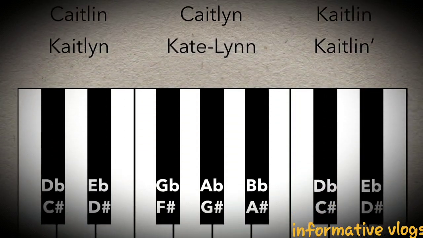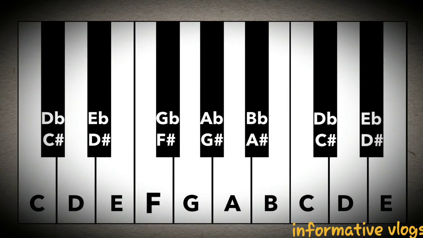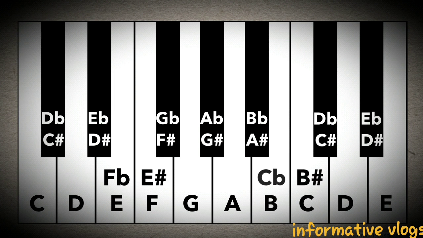Some of the white notes have 2 names too. For instance, this note is F, but it's also possible to call it E sharp because it's up a semitone from E. And this note is E, but it's sometimes called F flat because it's a semitone below F. Same for C, also known as B sharp, and B, also known as C flat. And that's how to name every note on the piano.